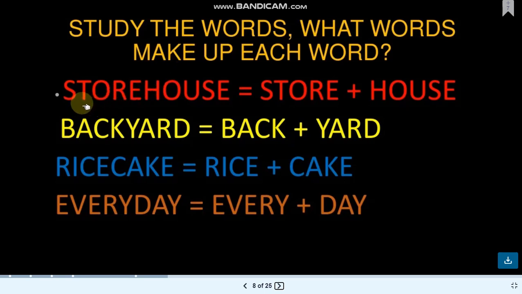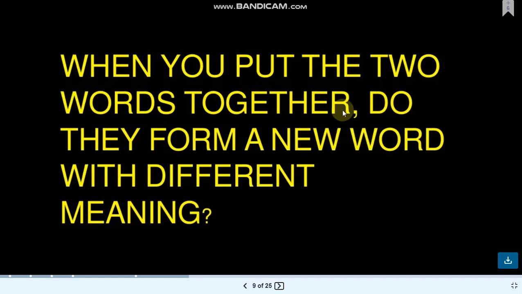Look, we have storehouse. Storehouse has two different words, store and house. Let's say backyard. We have two words for this compound word: back and yard. Rice cake, we have rice and cake. Every day, we have every and day. Easy, right? So when you put the two words together, do they form a new word with a different meaning?